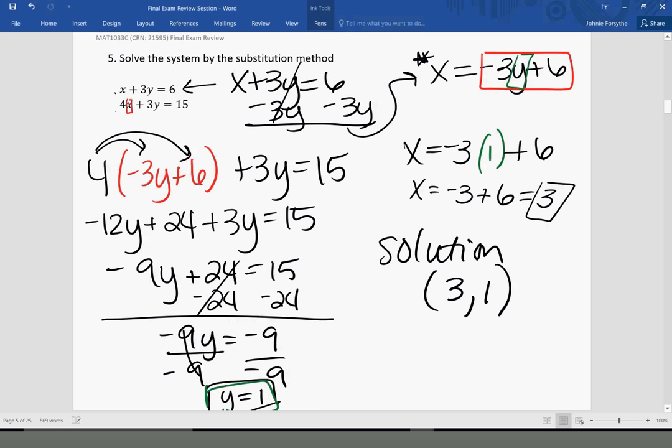And then if you want to check your answers, you could take that point, plug it into both equations, and it should give you a true statement for both equations. Okay?